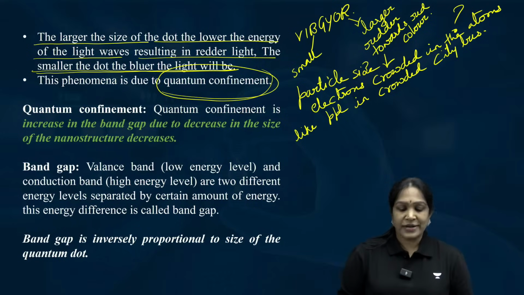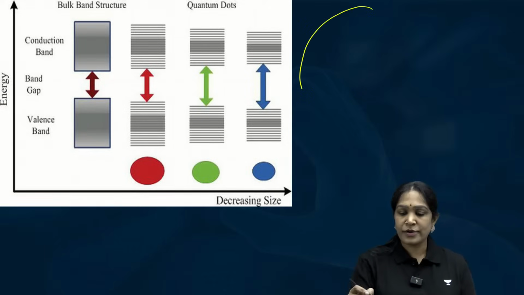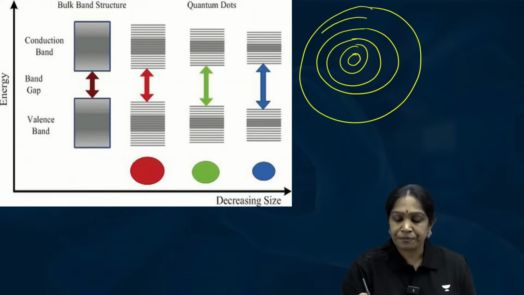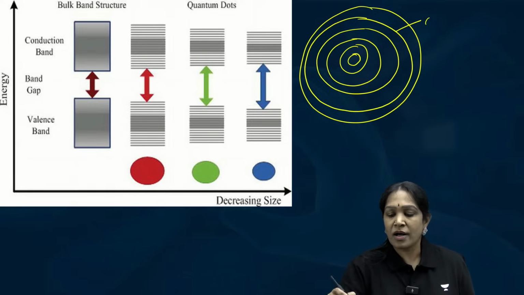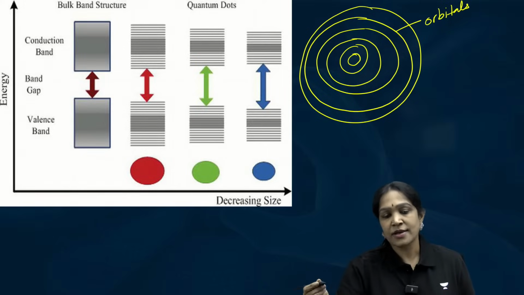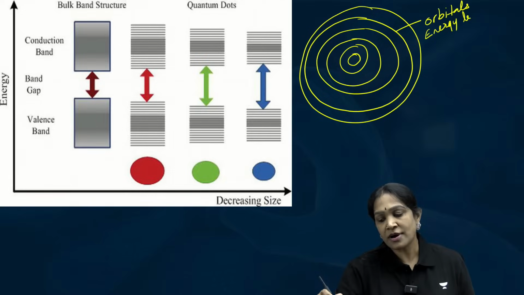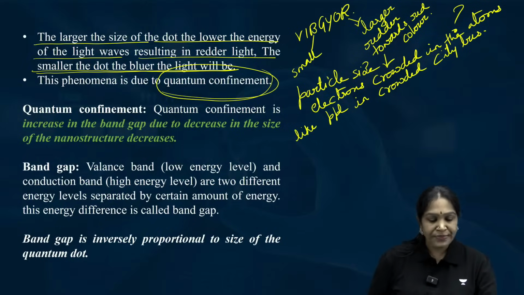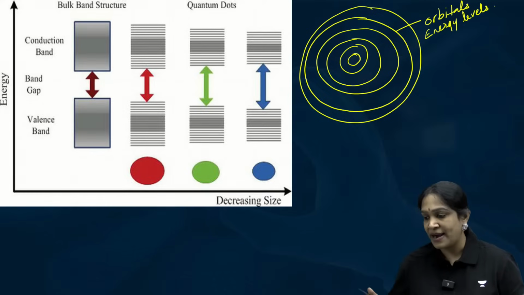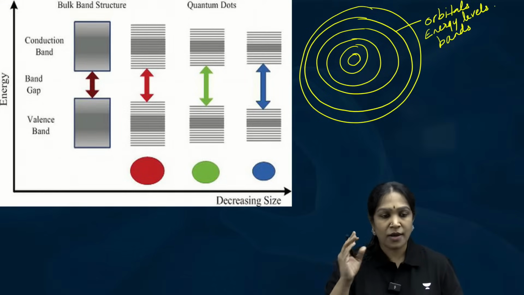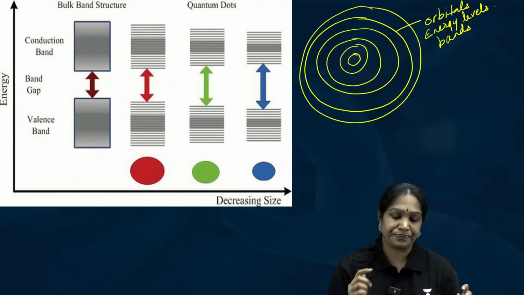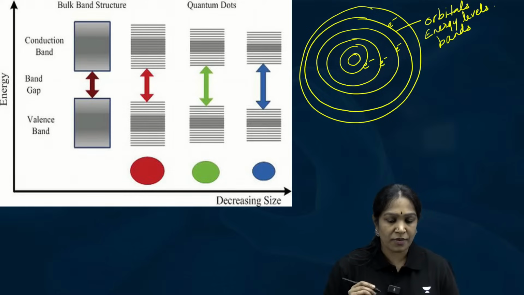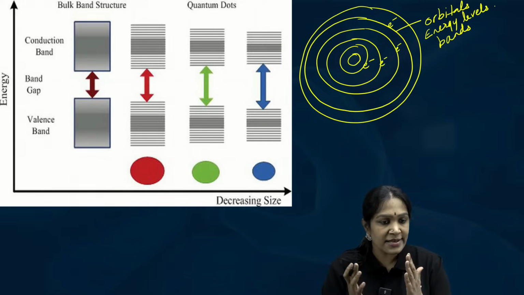So here what happens is, I hope you all know that in an atom there is a nucleus, and around the nucleus there are orbitals. What are they called? Orbitals, or they are also called energy levels, and also bands. These are different words. Is it clear? Orbitals, energy levels, bands. And the electrons are orbiting around the nucleus in these orbitals.